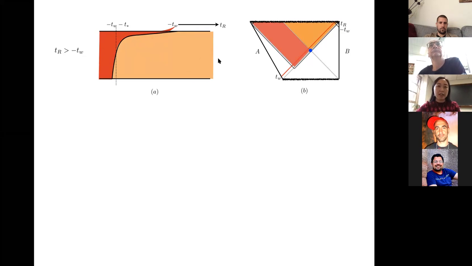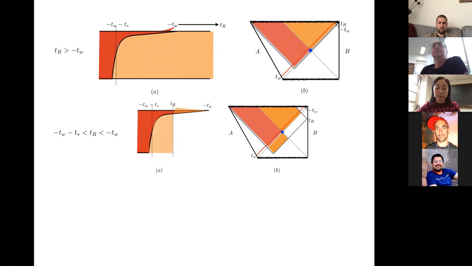And as you decrease right time, the gates will cancel the gates stored in the future interior. And then when the time is between minus TW minus T star and minus TW, again, some of the gates will cancel the gates stored in the orange region. But there are some gates that are not canceled. There will be an actual fold of gates here that are not canceled. And this actual fold of gates will be stored in the past interior.